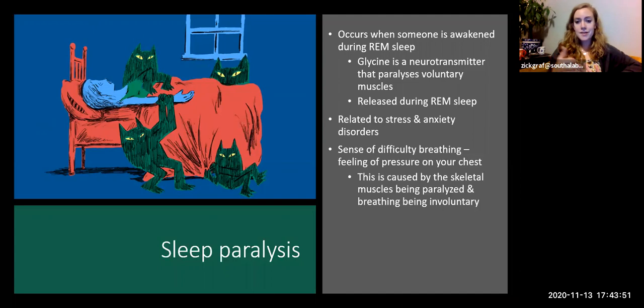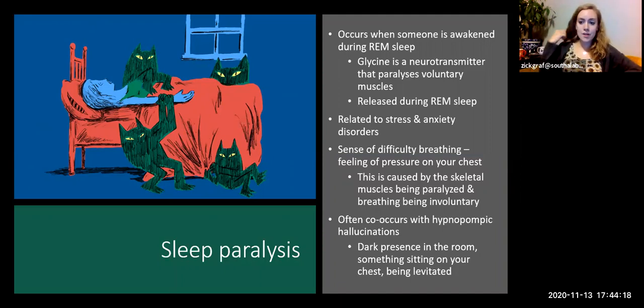And accompanying this, often there's a sense of difficulty breathing that many people actually experience as like something sitting on their chest. This is what's actually happening: although your diaphragm is breathing, your diaphragm is moving up and down, the muscles in your chest are paralyzed. So you're not consciously able to move them. And because you can't consciously breathe, it kind of feels like pressure on your chest.